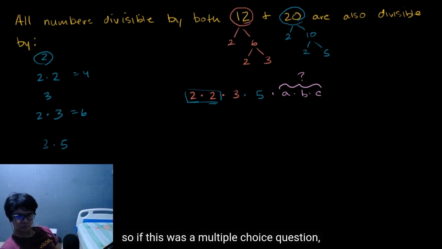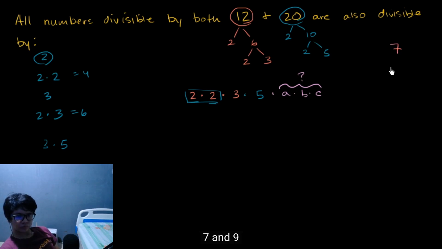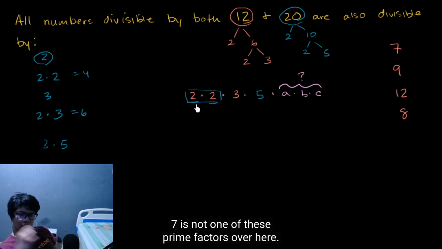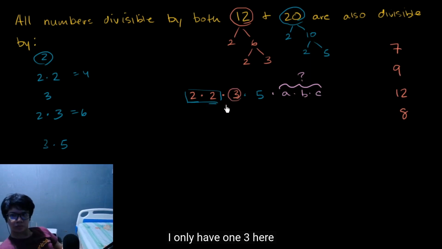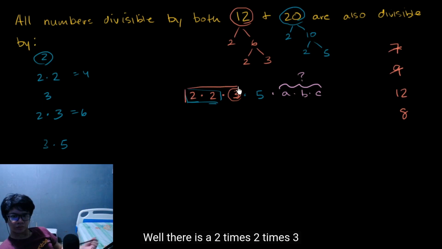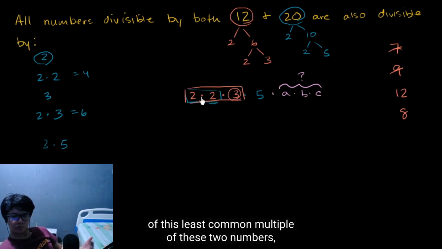So if this was a multiple choice question, and the choices were 7 and 9 and 12 and 8, you would say, well, let's see, 7 is not one of these prime factors over here. 9 is 3 times 3. So I need to have two 3's here. I only have one 3 here. So 9 doesn't work. 7 doesn't work. 12 is 4 times 3. Or another way to think about it, 12 is 2 times 2 times 3. Well, there is a 2 times 2 times 3 in the prime factorization of this least common multiple of these two numbers.